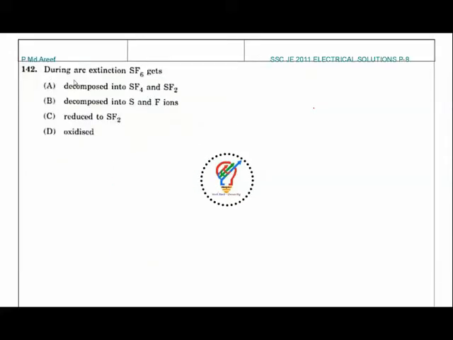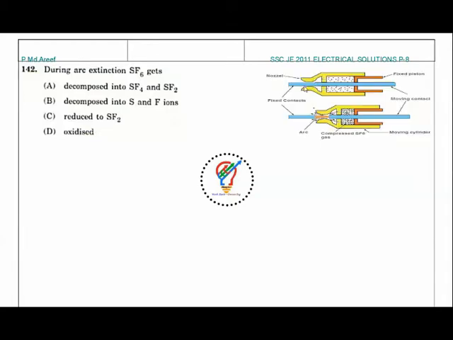The next question is, during the arc extinction, SF6 gets decomposed into what? As you can see here, when the contacts are closed in the circuit breaker, we have SF6 gas here. When the contacts are getting opened, the SF6 is getting decomposed into SF4 plus SF2. That means it is divided into two parts. SF4 and SF2 is the correct answer.